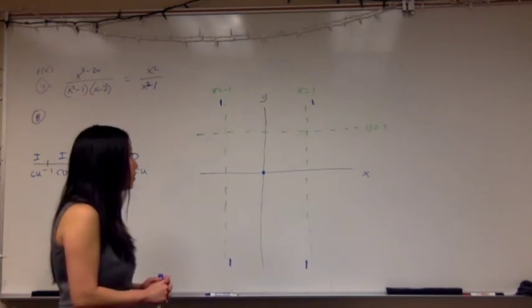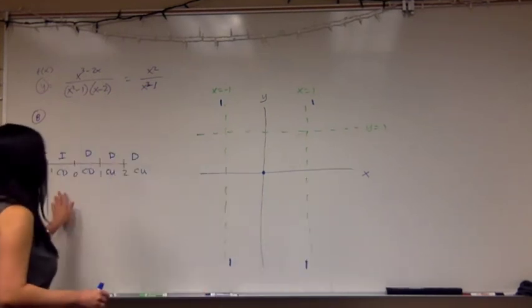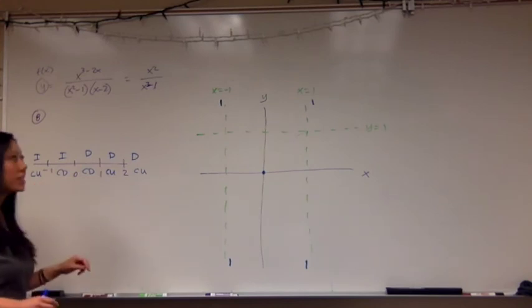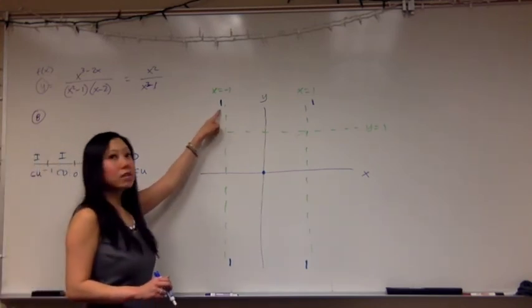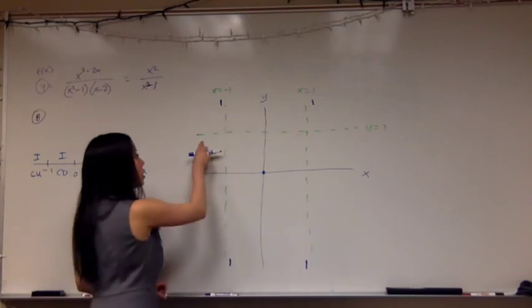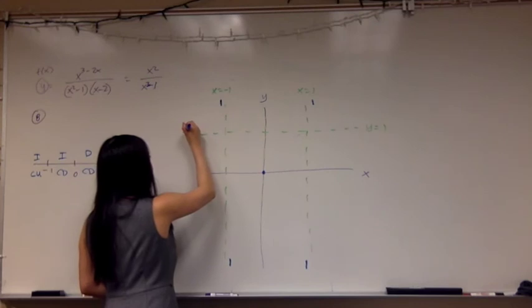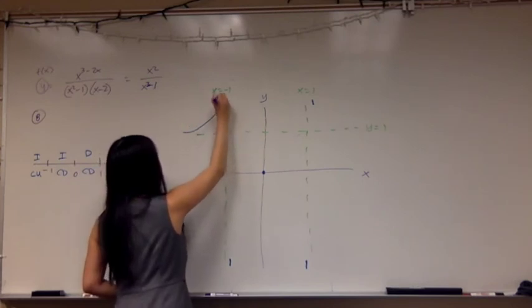Now we're ready to use our number line. So I know that when x is less than -1, I have increasing and concave up. Well, I know my graph should end up there, right? And I also have a horizontal asymptote, so the function must be approaching this as x goes towards negative infinity. So I know it's going to look like this.